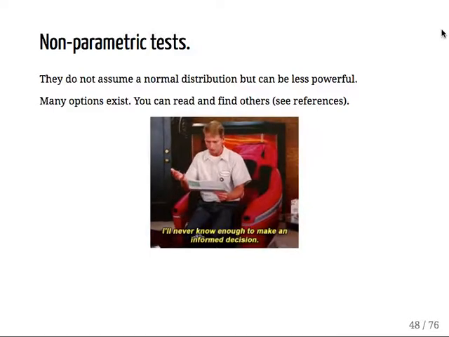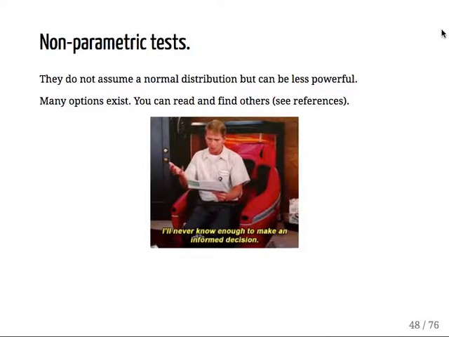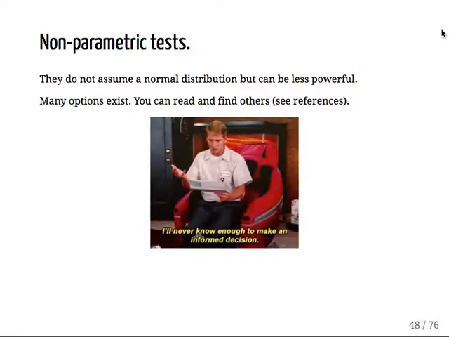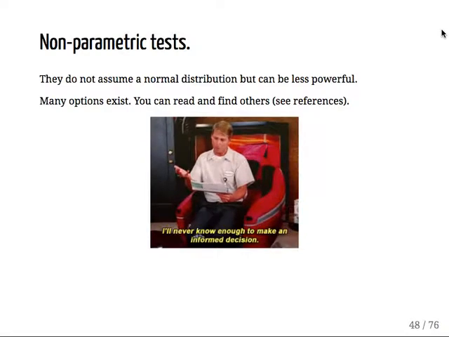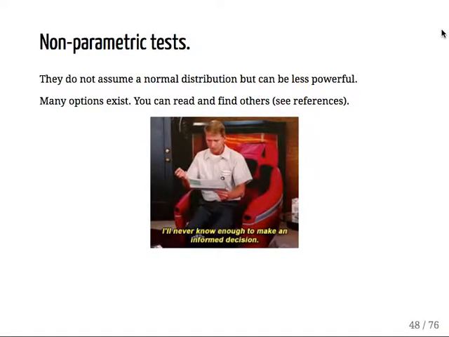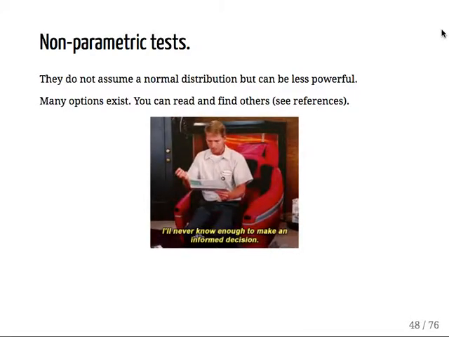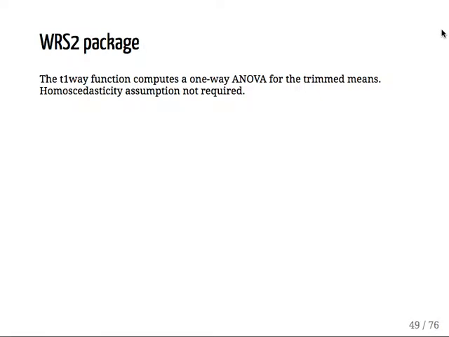And so, as you remember from when we talked about t-tests, these do not assume normality. But they are less powerful because the issue is that you sort of lose information. By making things continuous and treating them as normal, you gain information. But if you don't do that, then you're going to have some issues. So there's many options, and you can read and find others. I'm just going to run through some.